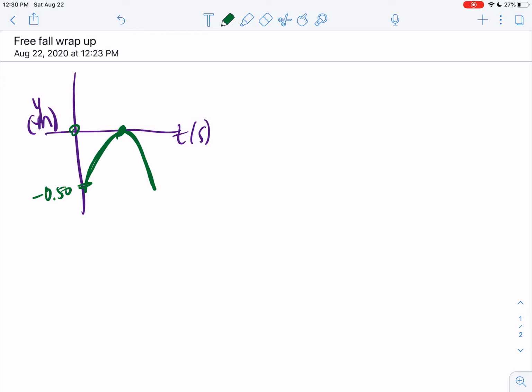You can see this parabolic shape. So Y, or position, is proportional to time squared, just like we saw in the dry ice puck lab, except that one had a positive parabola.